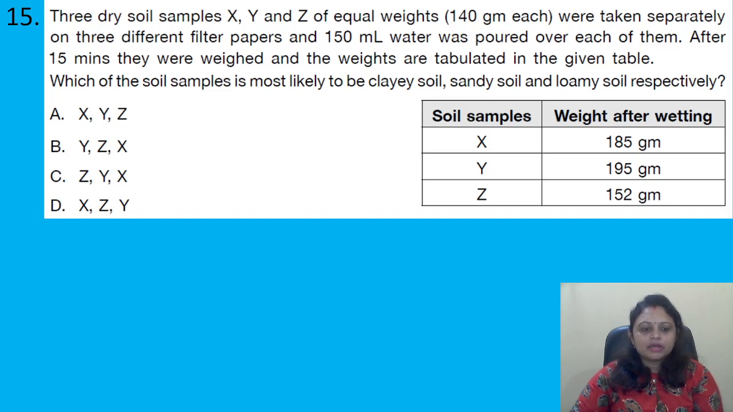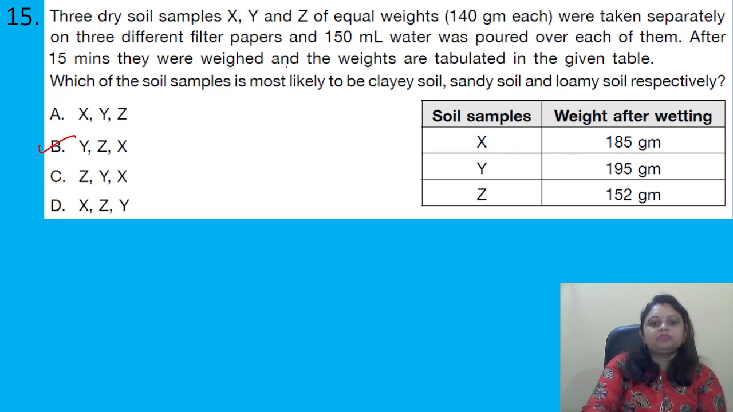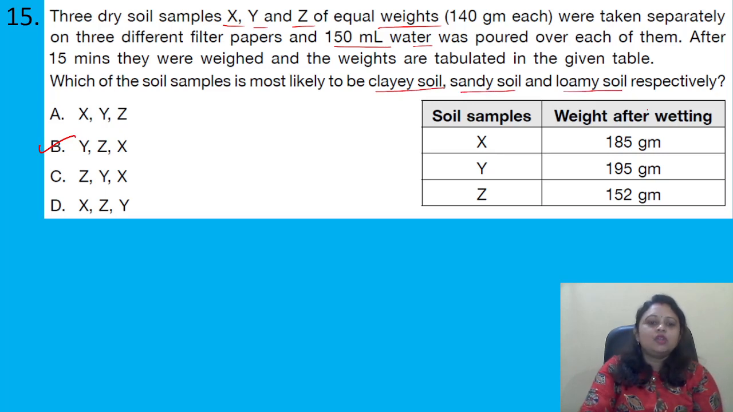So here the correct answer is option B, that is YZX. We have to find out which of X, Y and Z, of equal weight with 150 ml water, are the clayey soil, sandy soil and loamy soil respectively. So how to know that? Why is it the clay soil? Because it is holding more water.